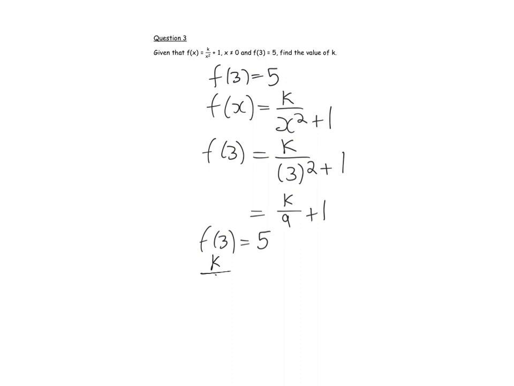Because f of 3 is equal to two things, we can let those two things equal each other. So we get k over 9 plus 1 is equal to 5. And take 1 from both sides. We'll get k over 9 is equal to 4. We can then multiply both sides by 9. That will leave us with the fact that k is equal to 36. And that's our question done.